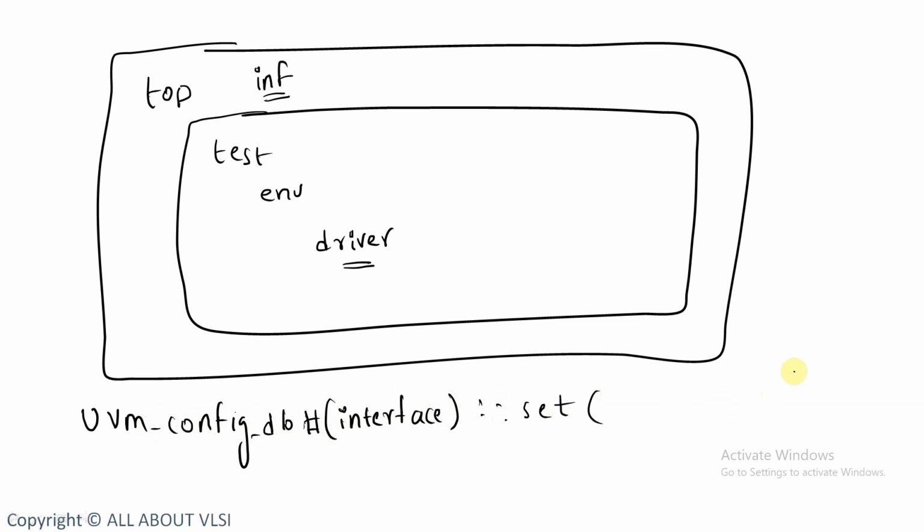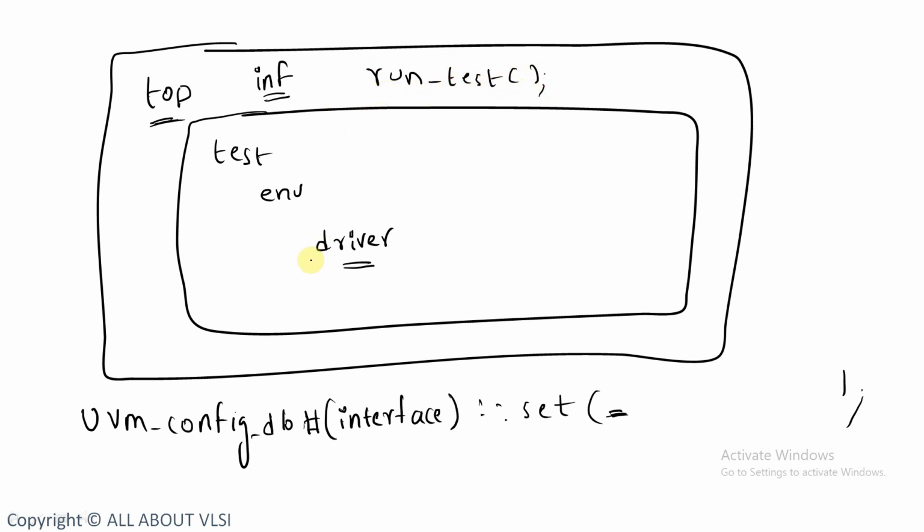Now, the first argument of your set should always be a UVM component type. Since the top module is not a UVM component, inside your top module, if you remember from our previous lectures, we have simply made run_test. So we are calling this run_test.